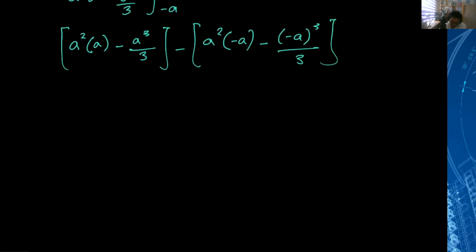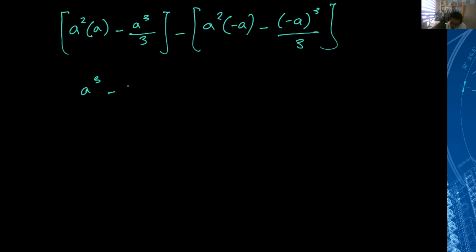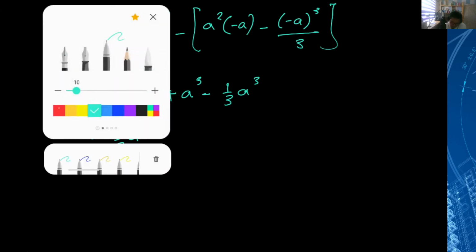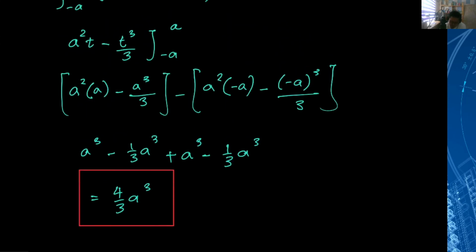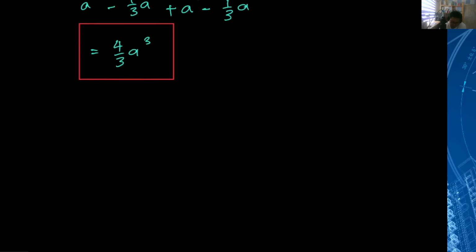Okay? So, simplifying, this becomes a cubed minus 1/3 a cubed. Okay? This becomes negative times positive because it becomes positive a cubed. Okay? And this becomes negative times negative, positive. So, this becomes negative 1/3 a cubed. Okay? So, further, this becomes 4 over 3 a cubed. Okay? So, this is now your final answer. Okay? Very easy.